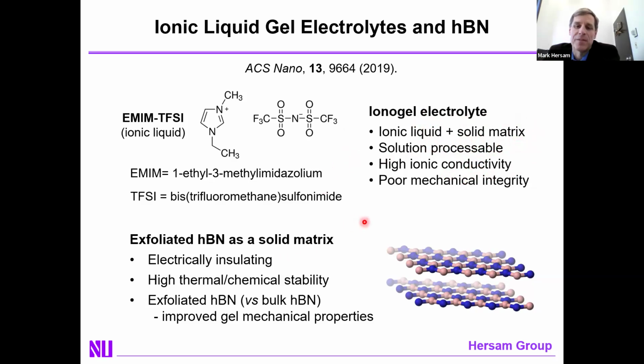In contrast, if we replace polymers with a material like hexagonal boron nitride, which is more ceramic-like in character, you can get dramatically improved mechanical properties while having all the other desirable attributes of a solid-state electrolyte, including high electrical insulating character and high thermal and chemical stability.